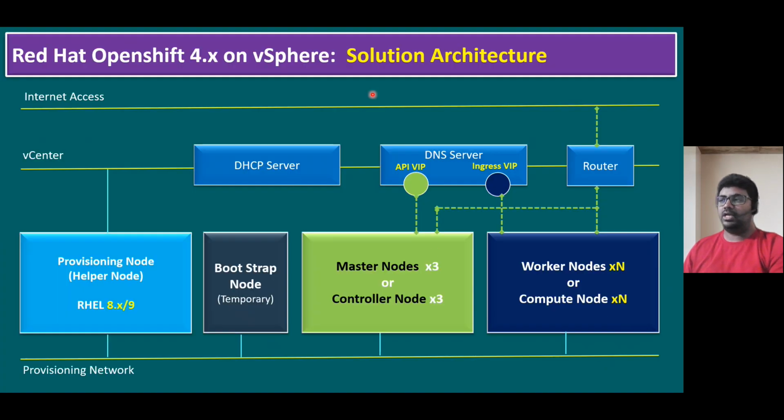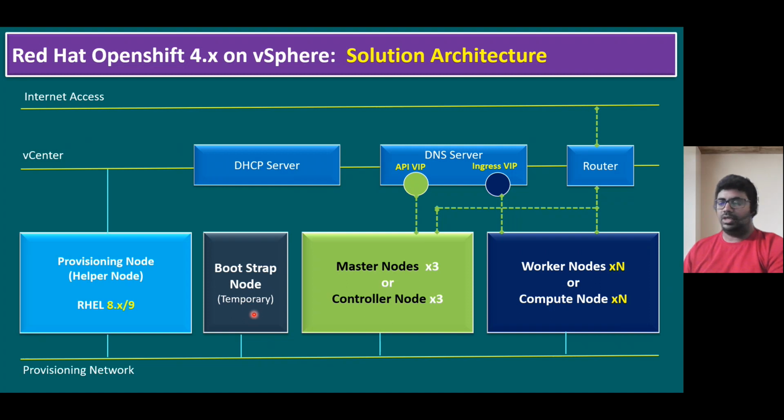And let's quickly recap our solution architecture. We already completed our pre-implementation steps with the DHCP, DNS, and static route. And vCenter is also running in our lab, and we have the HPE helper node. Now, when we start installing, it will create a bootstrap node first, followed by the master nodes, and finally the worker nodes. Once the worker nodes are created, it will remove the bootstrap node. That is the reason we mentioned it as a temporary node.